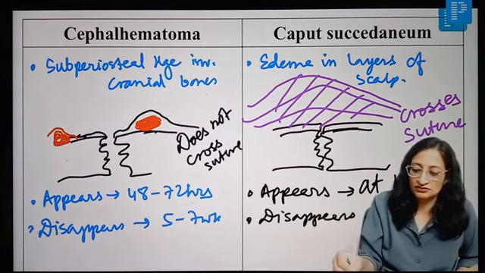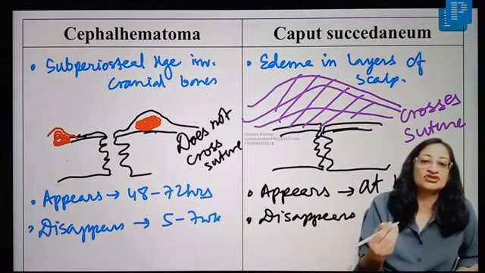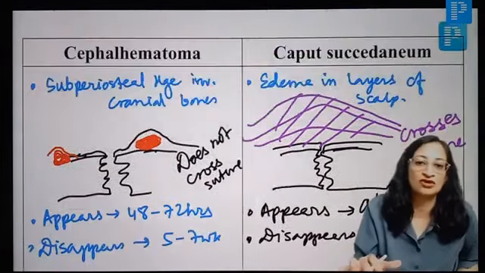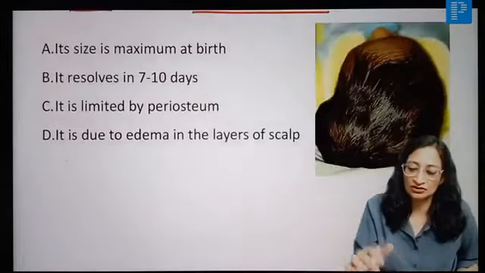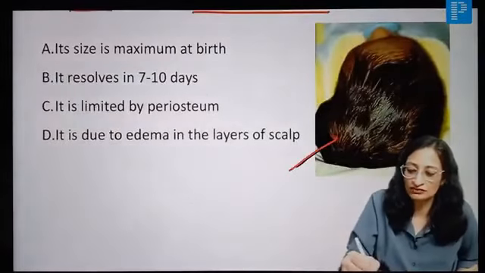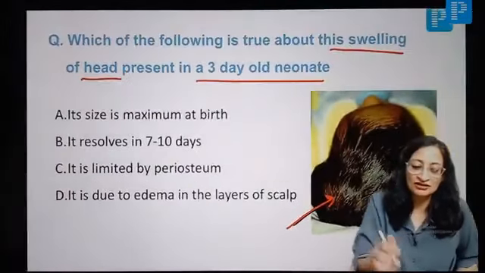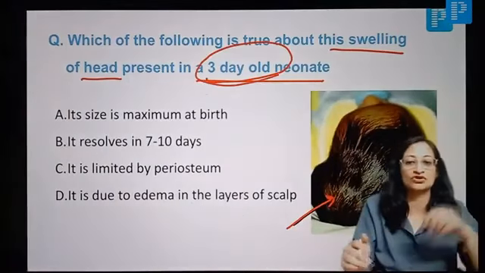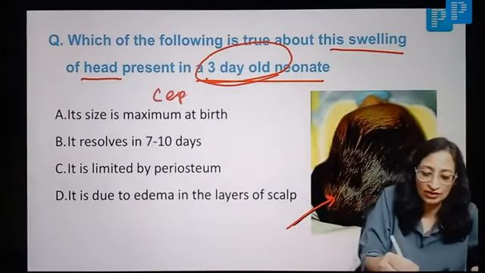Because cephalhematoma is a collection of blood, it predisposes to neonatal jaundice, but caput does not. Now what you see in the picture is a unilateral swelling, on one side of the midline, and it is present even in a 3-day-old neonate. That means at 72 hours it is still present. So this is a cephalhematoma.